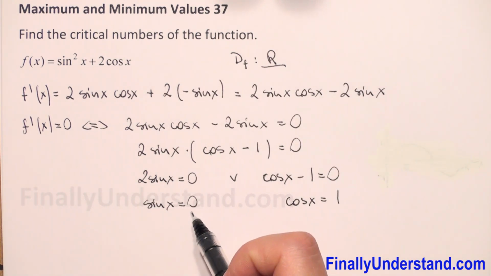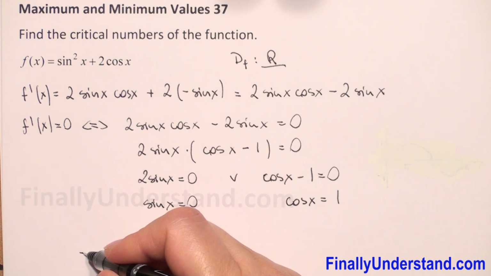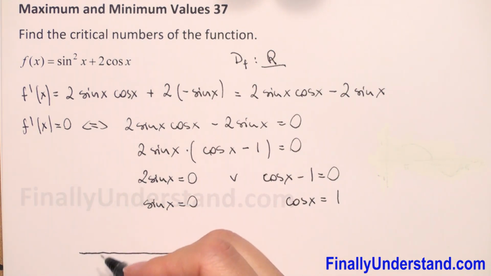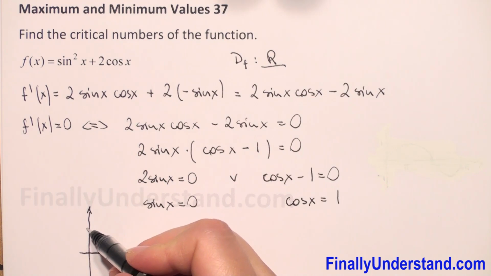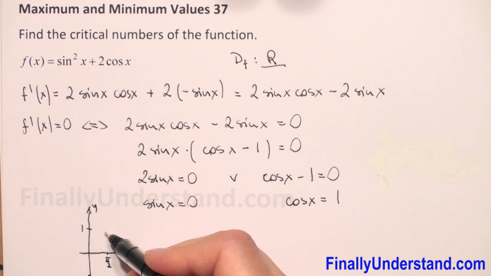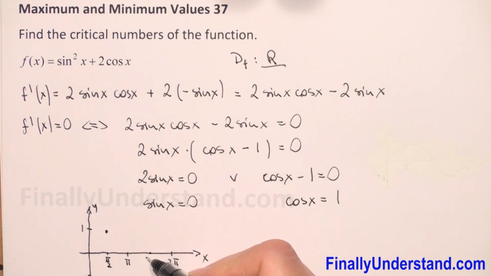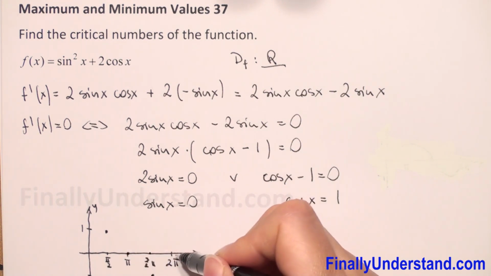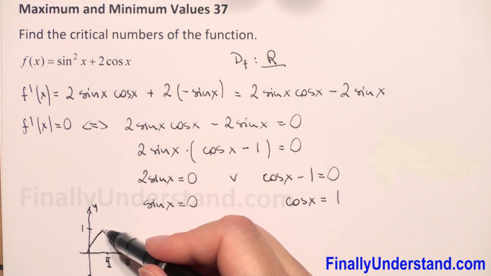To solve this equation, we can draw the sine wave. We know that the sine is between 1 and negative 1. This is our y-axis. We also know that the period of sine is 2 pi. For pi over 2, the sine has value 1. For 3 over 2 pi, the sine has value negative 1. For pi it is 0. For 2 pi, let's just sketch this graph.